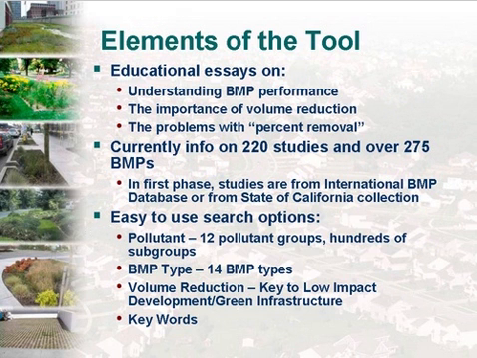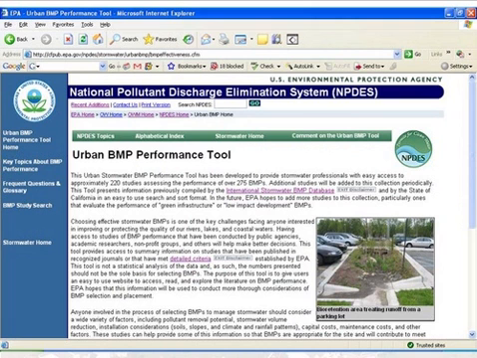So again, we have also some educational stuff. Many of the slides that we just went through are also on this website to further clarify all these things that we've been talking about, percent removal and volume reduction and that sort of stuff, to get people a little bit more educated on this whole idea of performance. We now have 220 studies covering 275 BMPs, and we've got some search options, so you can search by pollutant, by BMP type, by volume reduction, or for any key word that you might want to look for.